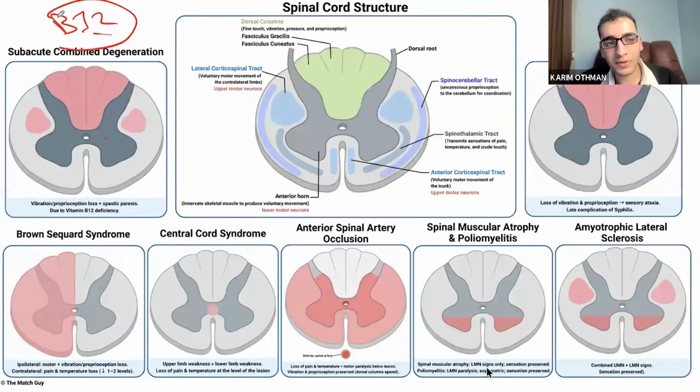So if you have B12 deficiency, you can have affection of the dorsal column. So you'll have problems in vibration and the proprioception. You will also affect the corticospinal, so you will get upper motor neuron lesion. So you will start to get hyperreflexia, hypertonia, things like this.